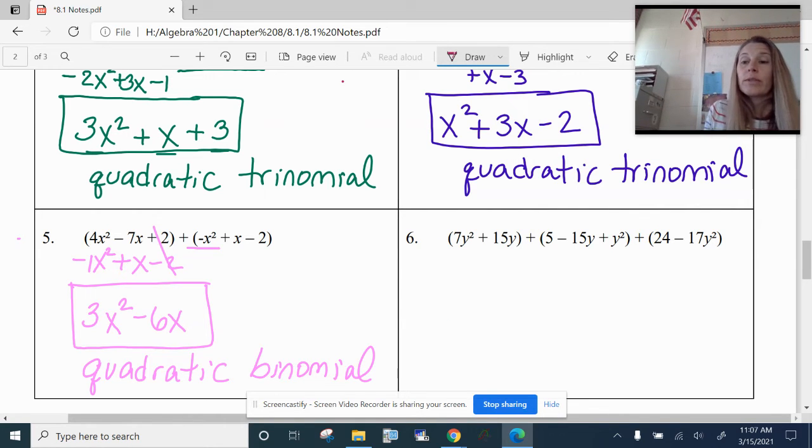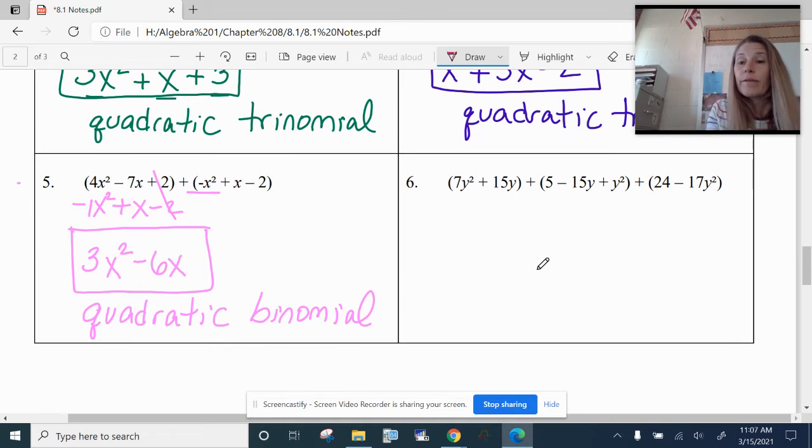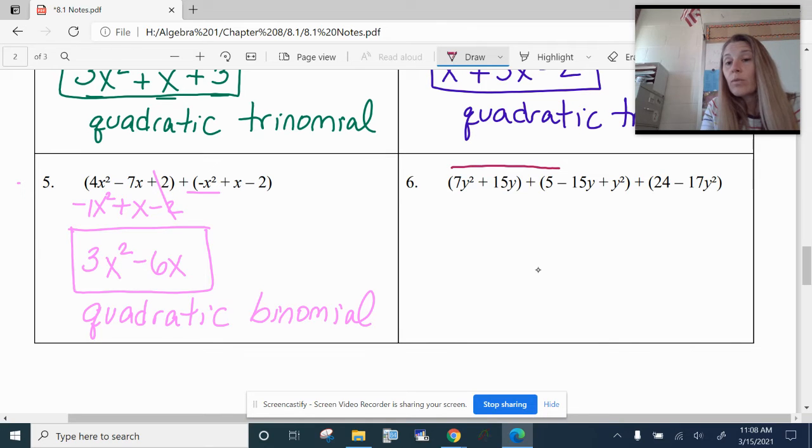Okay, let's take a look at number 6. Now this time, my first 2 terms are in standard form. I have my y squared followed by my y. So now when I want to add my 5, I'm actually going to leave it there because these 3 would just be y squared, then y, then a constant. But my minus 15y, I'm going to line up underneath my other y term. Then I have adding the y squared. So I'm going to add that over here.